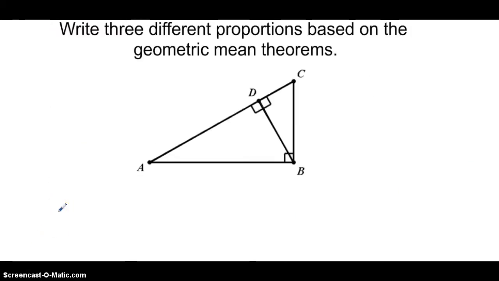It says write three different proportions based upon the geometric mean theorems. Okay, so let's go through this together, right? There's three of them. There's one that has to do with the altitude, and then the other ones that have to do with the two legs. So let's first look at our altitude. Let's call this x, because I think it's easier when you have just a variable, right? So x, and we can actually say x squared, right? Because the geometric mean is when you take the cross products. This x is the geometric mean between the two hypotenuse segments. So x squared equals AD times DC.